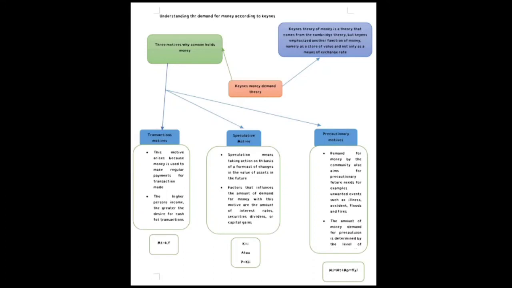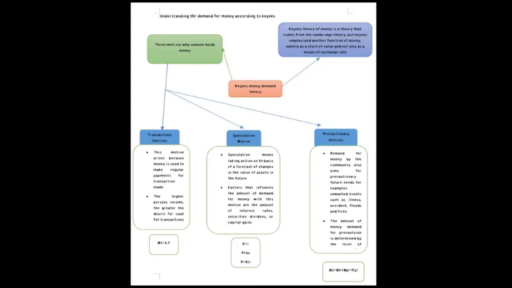And second, the speculation motive. Speculation motive means taking action on the basis of forecasts of changes in the value of assets in the future. The factors that influence the amount of demand for money with this motive are the interest rate, security prices, and capital gain. K equals I, or P equals K divided by I.